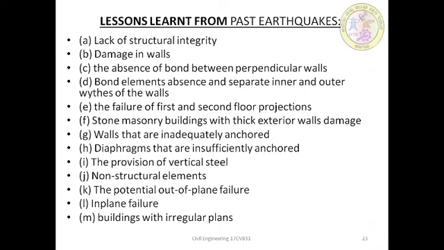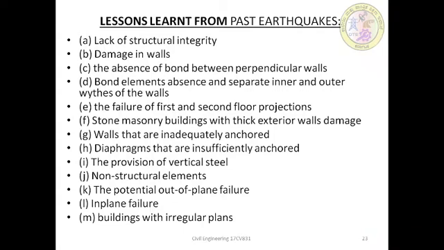Then the next point is that walls that are inadequately anchored to the floor diaphragm can exhibit large diagonal cracks in the piers due to in-plane loads. If mortar joints are weak, as with lime mortar, the cracks follow the joint. Then diaphragms that are insufficiently anchored can separate from the masonry walls, causing wall collapse, and unanchored gable ends of the masonry walls are susceptible to this problem. Then the provision of vertical steel elements in the corners of the building, as well as horizontal tie beams, will increase the resistance to the earthquake.